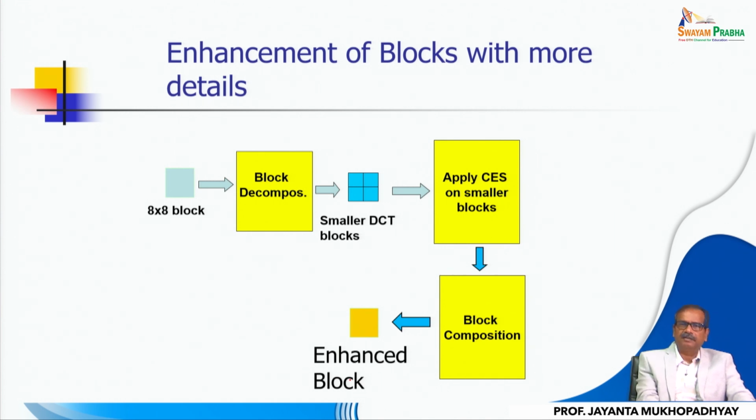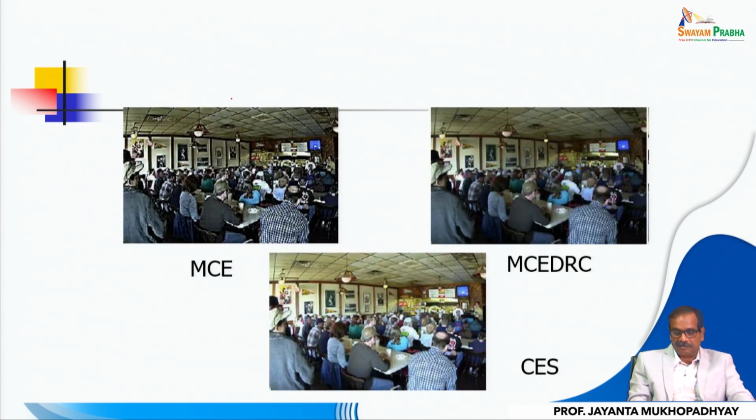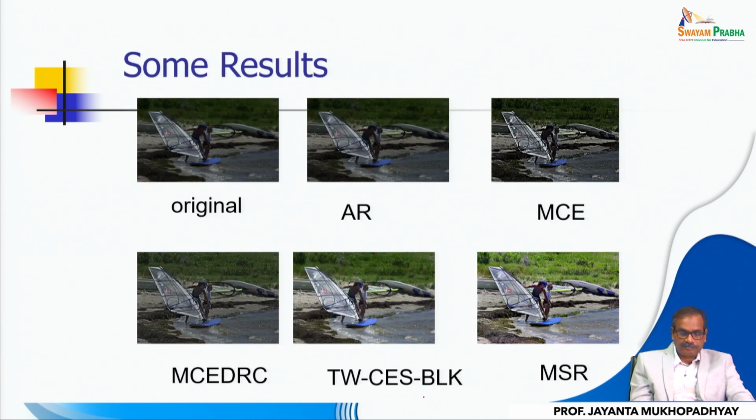And this is a kind of computational flow. You start with an 8x8 block. You perform block decomposition if it is required. Otherwise, you can directly do it. Then apply CS on the smaller blocks and perform block composition of the enhanced blocks. Only for blocks with more details, that you should notice. That is the algorithm. So you can see the effect. So this is the algorithm just for contrast enhancement of AC coefficients. This is both DC and AC, and this is contrast enhancement by scaling.